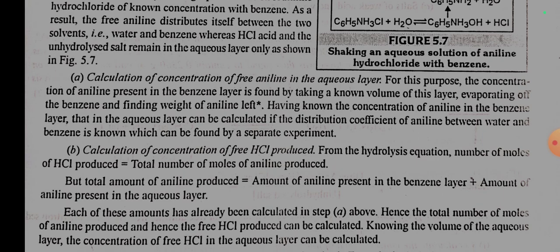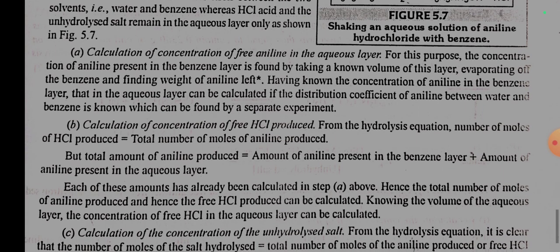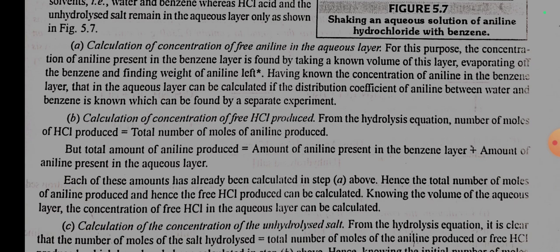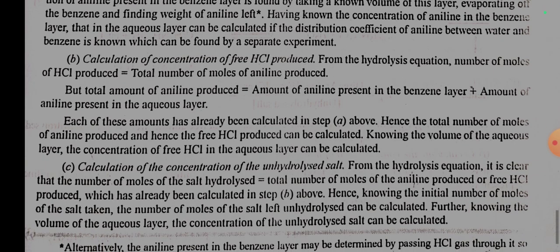A. Calculation of concentration of free aniline in the aqueous layer. For this purpose, the concentration of aniline present in the benzene layer is found by taking a known volume of this layer, evaporating off the benzene, and finding the weight of aniline left. Having known the concentration of aniline in the benzene layer, that in the aqueous layer can be calculated. The distribution coefficient of aniline between water and benzene is known, which can be found by a separate experiment. B. Calculation of concentration of free HCl produced.